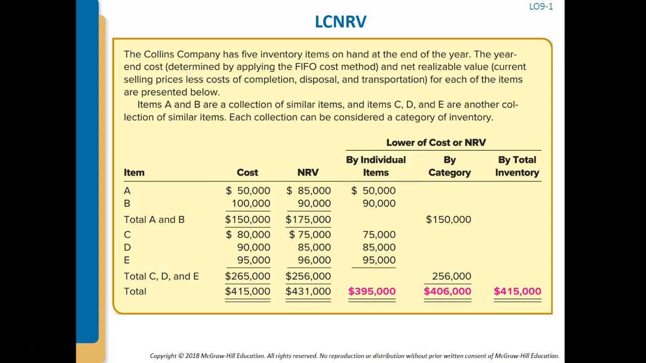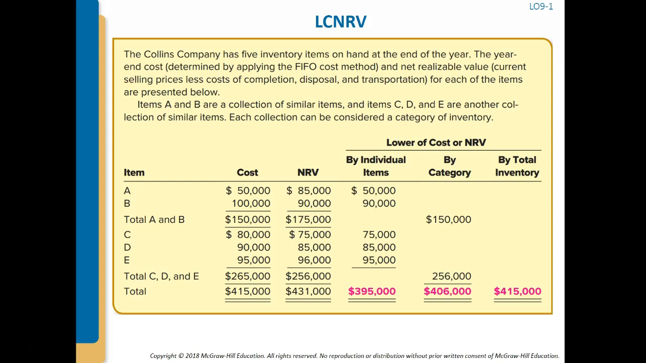So we need to adjust the carrying amount of these items downward and report them at net realizable value in the balance sheet. After determining the lower of cost or NRV for each individual item, the total amount to report for inventory is $395,000. Now let's see what happens if we apply the LCNRV approach by inventory category.